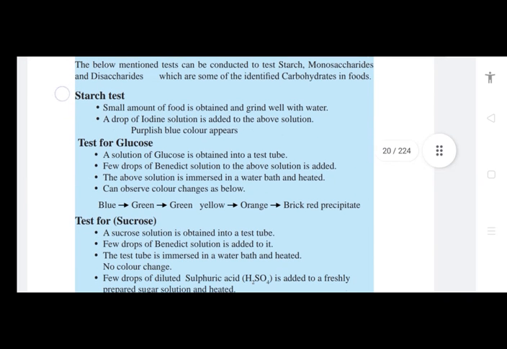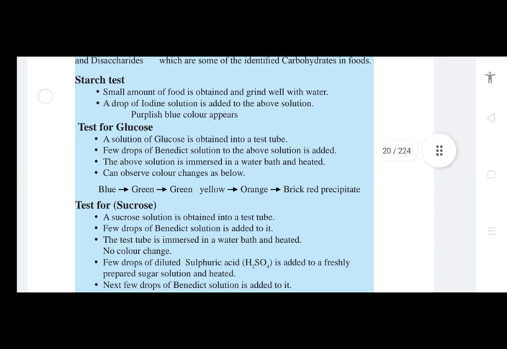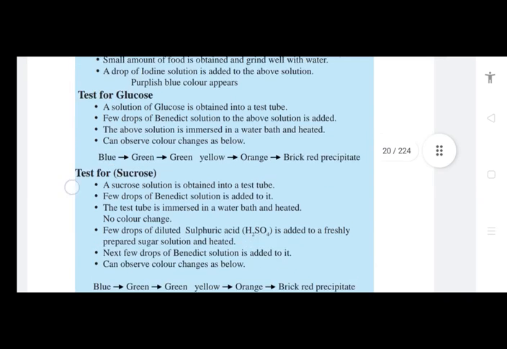Next, we are coming to the test for glucose. A solution is obtained in a test tube. Then a few drops of Benedict's solution are added. It is immersed in a water bath and heated. We can observe a series of color changes from blue to green, green to yellow, yellow to orange, and brick red precipitate. So we can confirm that the solution contains glucose, which is a monosaccharide.